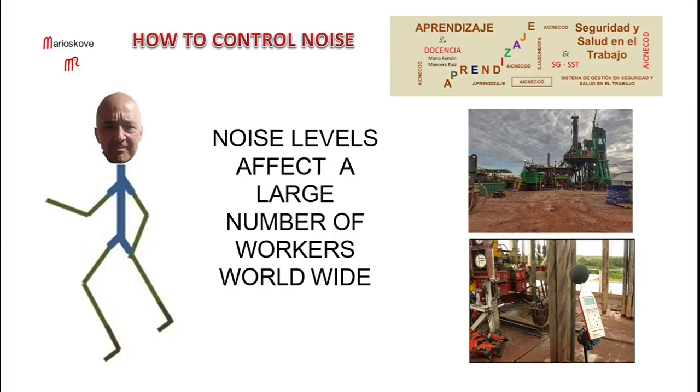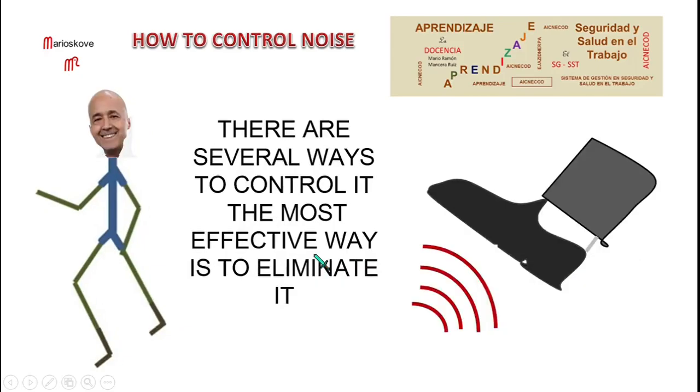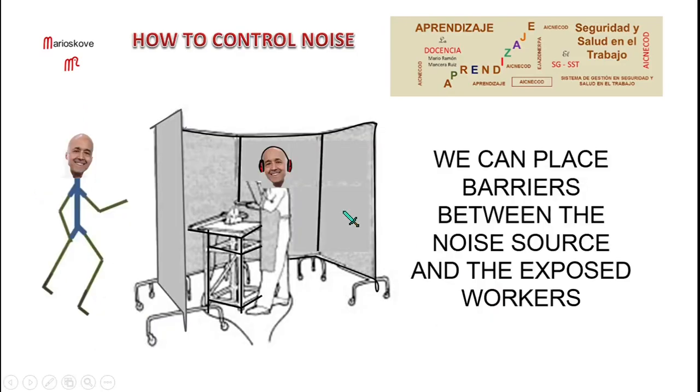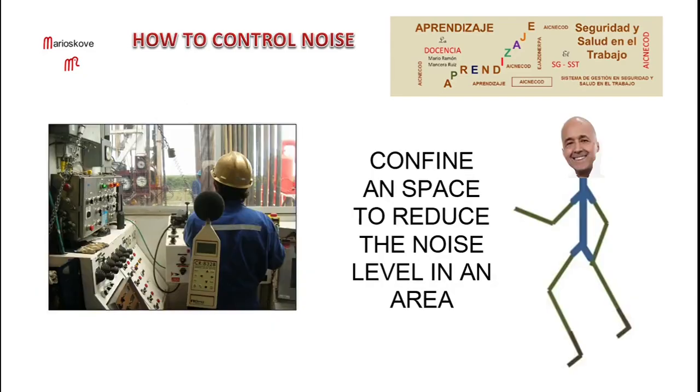How to control noise. Noise levels affect a large number of workers worldwide. There are several ways to control it. The most effective way is to eliminate it. We can place barriers between the noise source and exposed workers. Confine a space to reduce the noise level in an area.